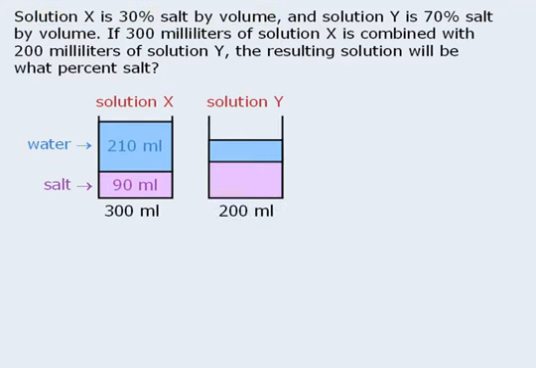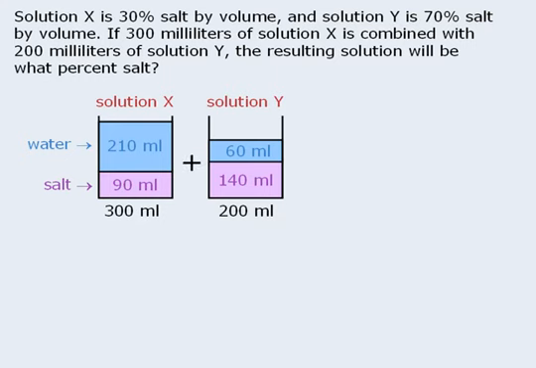Next we have 200 milliliters of solution Y, which we will also draw with the salt and water separated. The question tells us that solution Y is 70% salt by volume. So if there is 200 milliliters of solution Y and 70% of 200 is 140, then we know that there is 140 milliliters of salt in the solution. This means the remaining 60 milliliters of the solution must be water.